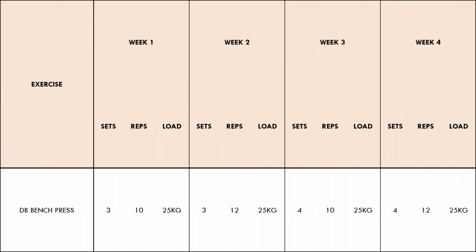In week 1, they perform 3 sets of 10 reps with 25 kilos. In week 2, they perform 3 sets of 12 with 25 kilos. In week 3, they perform 4 sets of 10 with 25 kilos. And in week 4, they perform 4 sets of 12 with 25 kilos. So clearly, progressive overload has been applied each week, which results in a more hypertrophic stimulus and will lead to muscle gain over time. However, this method of prescribing progressive overload may cause some issues.